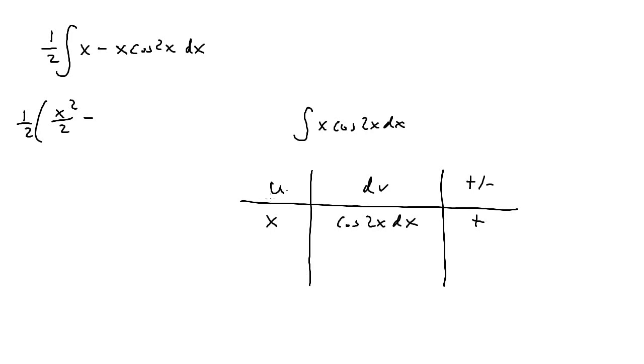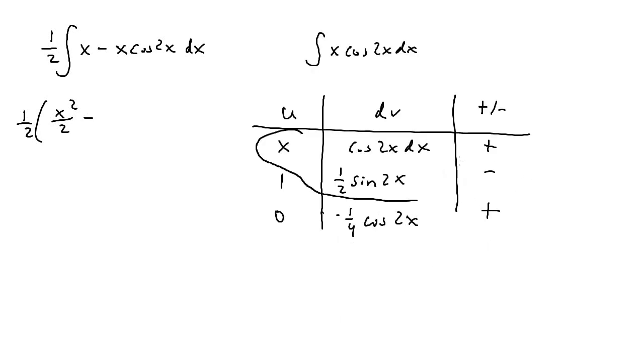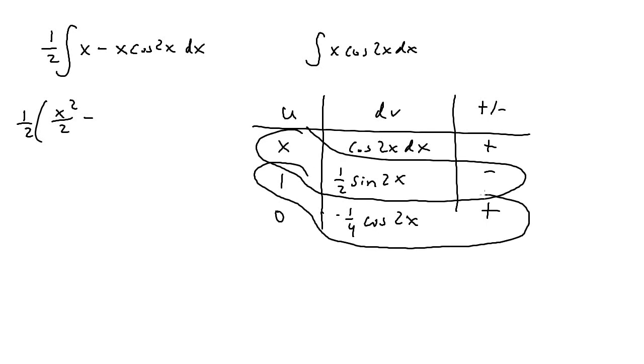positive. Now we can just use the first scenario of the tabular method where we derive the u column until we get to 0. So derivative of x is 1, derivative of 1 is 0. The integral of cosine 2x is going to be 1/2 sine of 2x, and the integral of 1/2 sine of 2x is negative 1 over 4 cosine of 2x. We can alternate between plus and minus. And so now I'm going to go ahead and circle around these terms until I hit the bottom row, and then I can go ahead and evaluate.